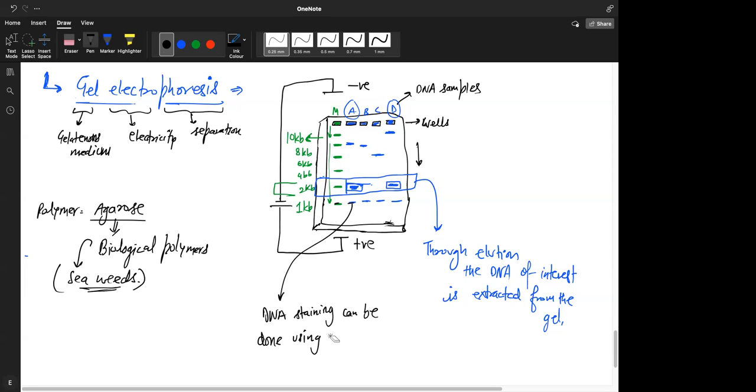So DNA staining can be done using ethidium bromide. Ethidium has a Y? No, it does not have a Y. Ethidium bromide. But we always have to be careful because ethidium bromide is kind of carcinogenic to skin. It's a carcinogenic chemical, so we should not touch it with bare hands. So when we do this process, we always wear gloves and do not touch ethidium bromide with bare hands.